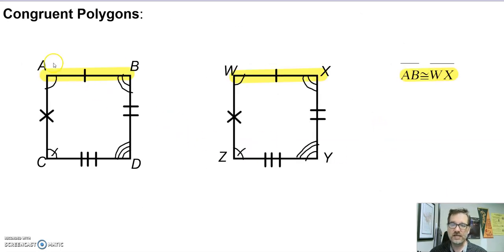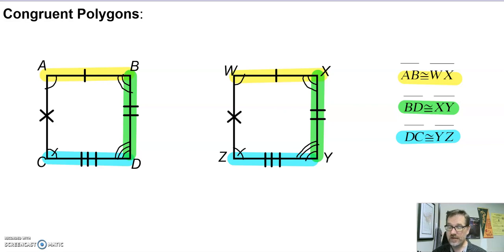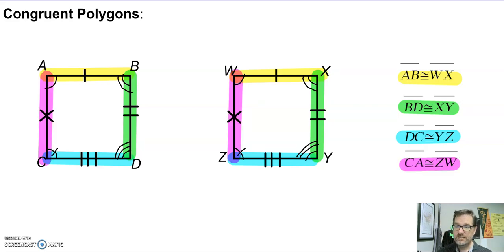Well, we can see AB is congruent to WX. They both have one tick mark. I can see the right side, BD, is congruent to the right side, XY. Now, it doesn't have to be right to right. They just have to be marked congruent. DC, 3 tick marks. YZ, 3 tick marks. So they are congruent. CA is congruent to ZW. All the sides are marked congruent.